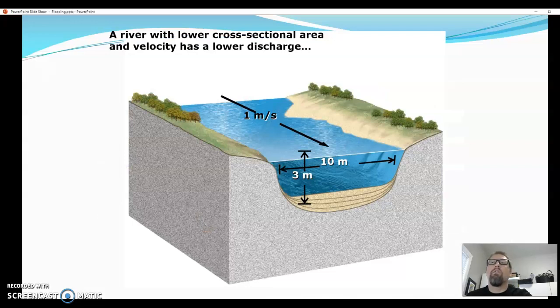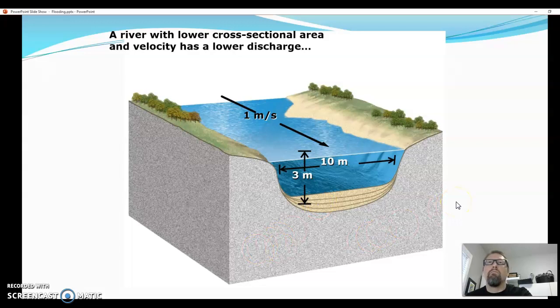All right, so we would need to know two things, right? We need the area of the stream, how much space is being taken up by the stream, and the speed of the water, or the velocity of the water in the stream. And so you can see that here in this diagram. We have the water moving at 1 meter per second. We have the width of the stream at 10 meters and the depth at 3 meters.